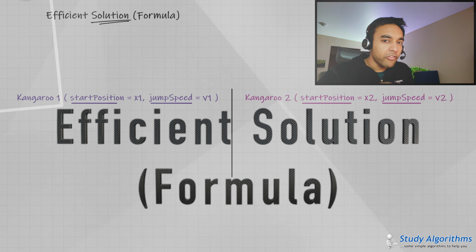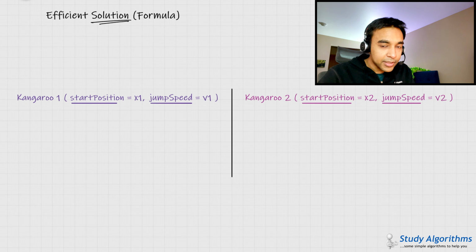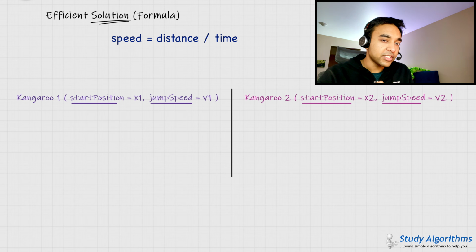To get to an efficient solution to the problem, you need to know a very basic formula of physics. That is, speed equals distance upon time. In this problem, you can assume that the kangaroos make a jump every second.